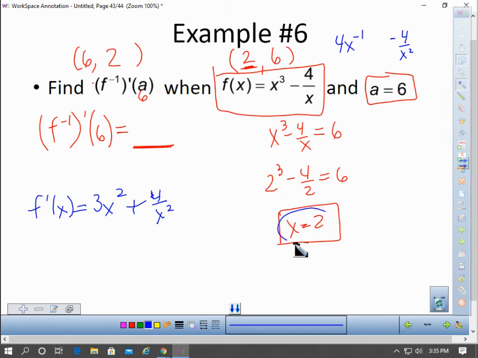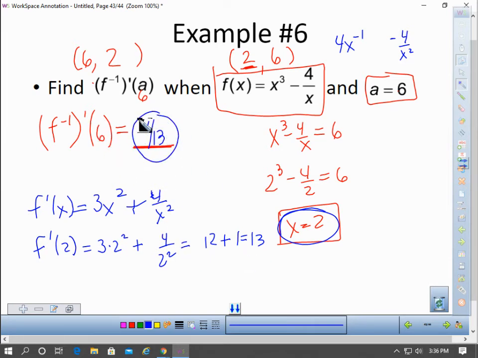So let's evaluate it at this x value that we just found. So f prime of 2 is going to be 3 times 2 squared plus 4 over 2 squared. So that's 12 plus 4 over 4 is 1, so that's 13. So the slope of our function at 2 is 13. So what does that mean the slope of our inverse is at 6? Well, it's going to be the reciprocal. So the answer is going to be 1 over 13.